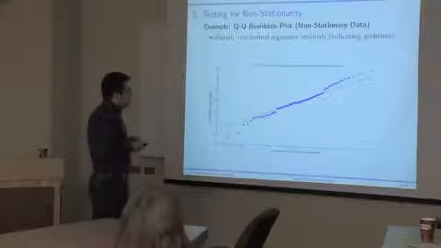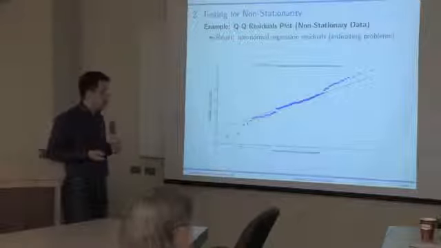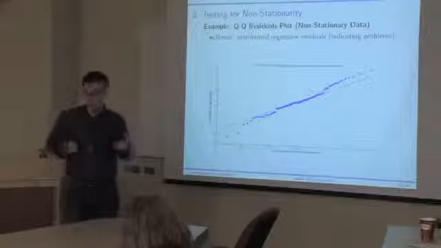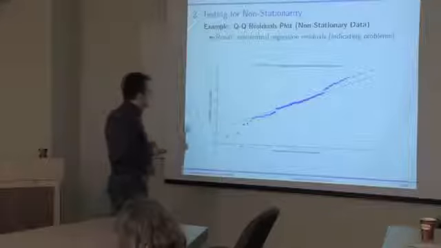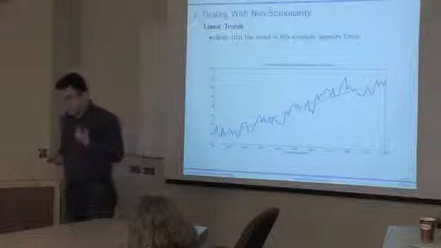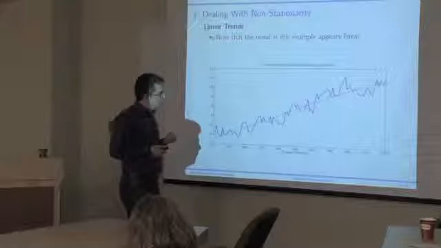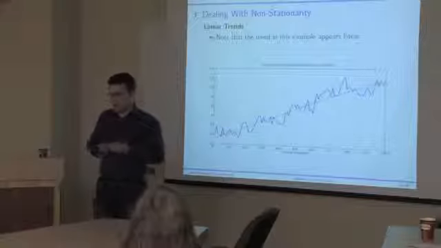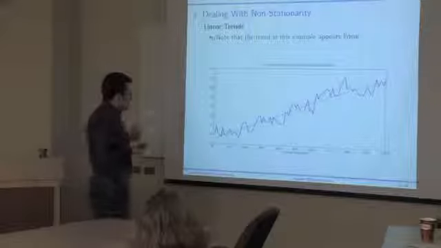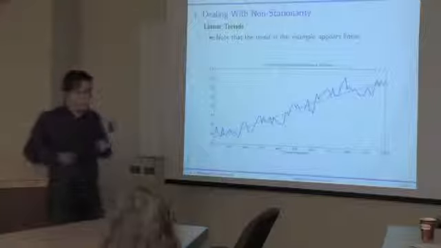So the question is, well, what do we do if we have non-stationary data? Because as I mentioned, a great many time series data actually happen to be non-stationary. Well, it turns out that in terms of dealing with non-stationarity, it is very helpful to actually understand what the nature of this non-stationarity is. So as a first pass, what you may want to do is to ask yourself, what does the nature of the non-stationarity in this data look like?